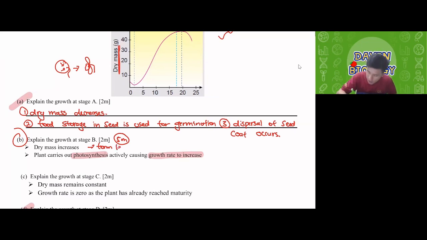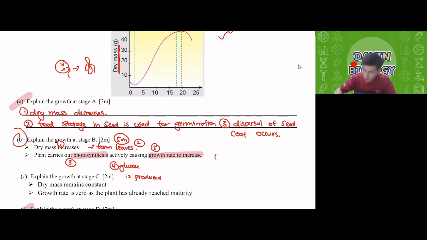Yes, they start to form leaves. Very good. Mention the leaf first. You got leaf, you become heavier, of course. Then you photosynthesize. When you photosynthesize, you can produce glucose. Then the growth rate increases.